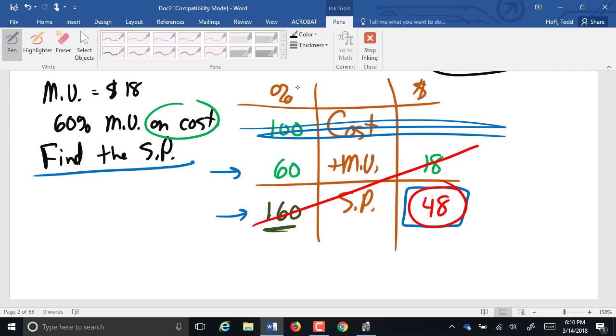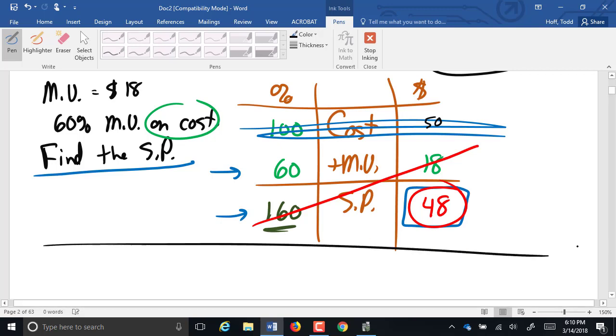Yes, you will always have at least three numbers. You can't do much unless you have at least that. One column is going to have two numbers, and one of those is the one you're going to multiply.